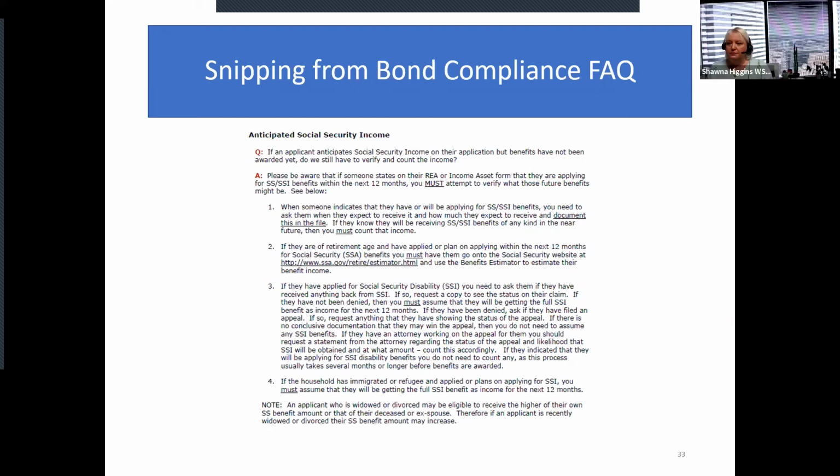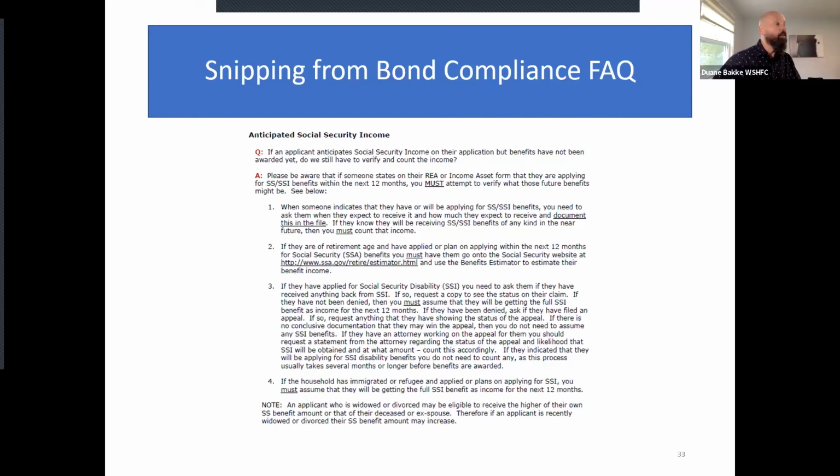Number two, if they are of retirement age and have applied or plan on applying within the next 12 months, then you must have them go to the Social Security website at this address and use the benefits estimator to estimate their benefit income. If they've applied for Social Security disability, you need to ask them if they have received anything back from SSI. If so, request a copy to see the status on their claim. If they have not been denied, then you must assume that they'll be getting the full SSI. If they are appealing, request anything that they have showing the status of that appeal.